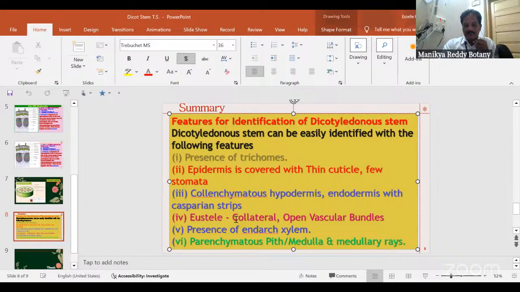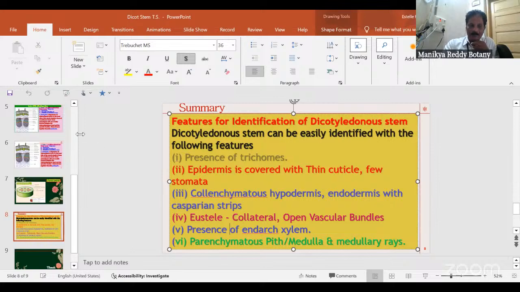And in stele, each vascular bundle is conjoint, they are together. Collateral, they are side by side on the same radius. And they are open type of vascular bundles, since there is a strip of vascular cambium present between xylem and phloem.